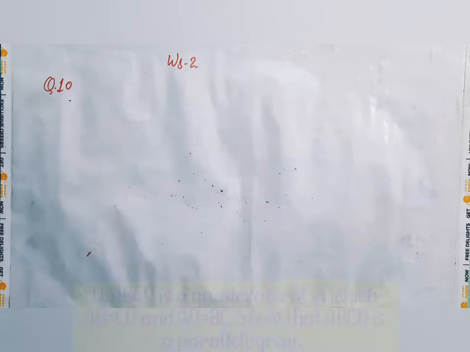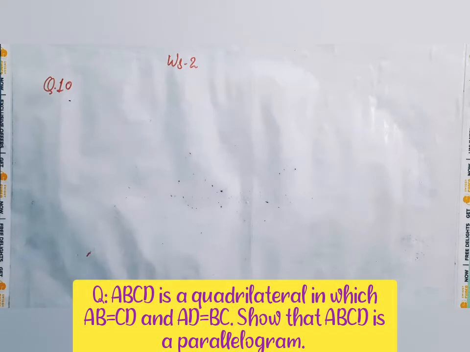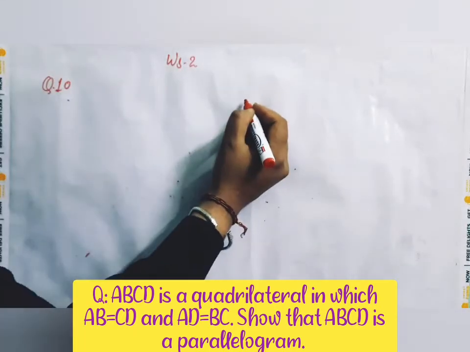Let us see question number 10 of worksheet 2, and the question is: ABCD is a quadrilateral in which AB is equal to CD and AD is equal to BC. Show that it is a parallelogram. The hint is given, draw one of its diagonals. So let us draw a figure first of all from the given information.